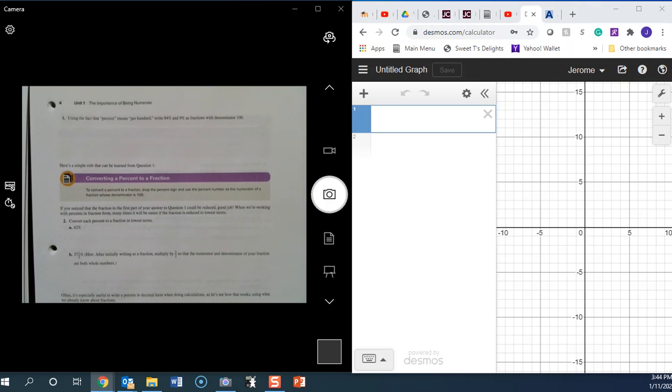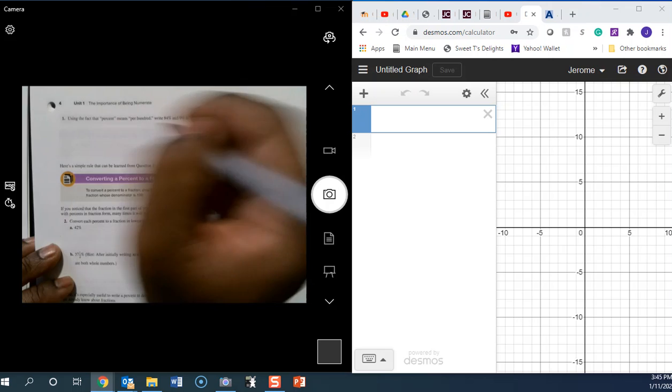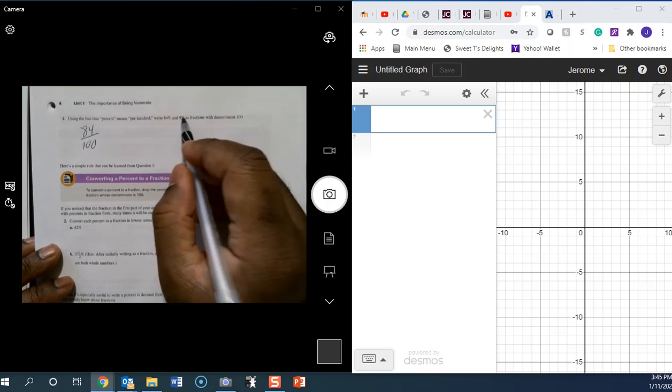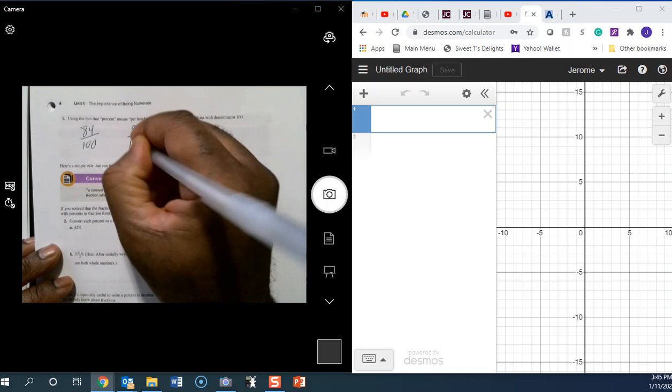It says, using the fact that percent means per 100, write 84% and 9% as fractions with denominator 100. Now they're not asking us to simplify here, so they just want us to keep the denominator as 100. So it'll be 84 over 100, and then 9% will be 9 over 100.